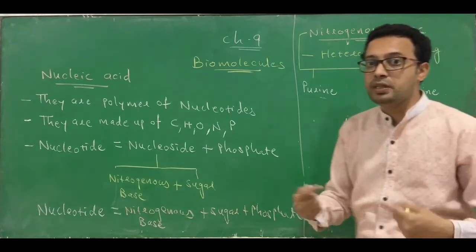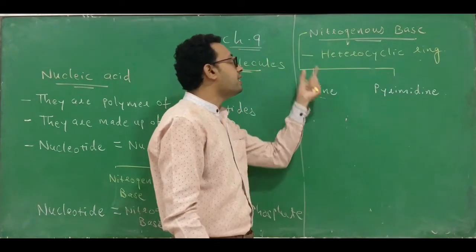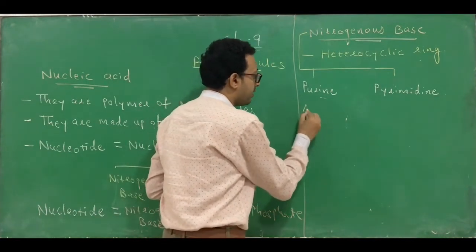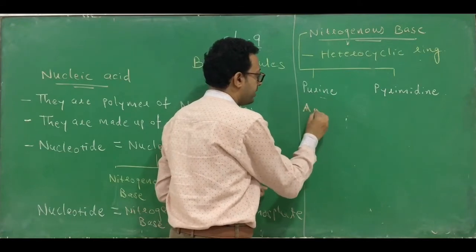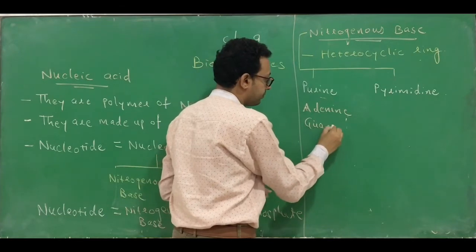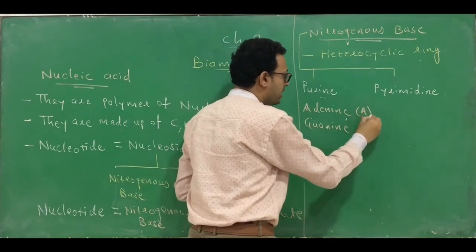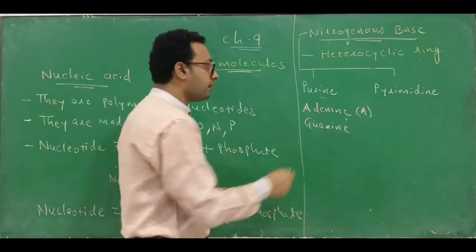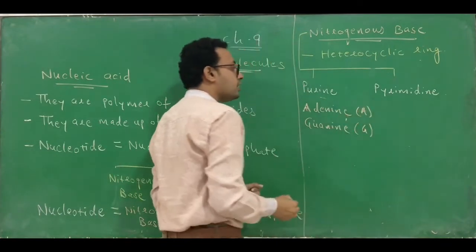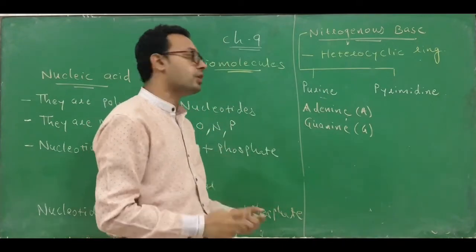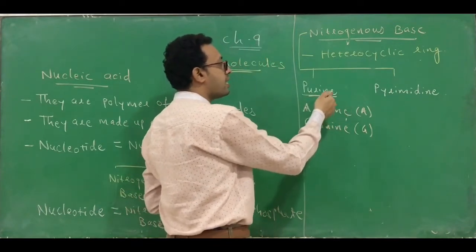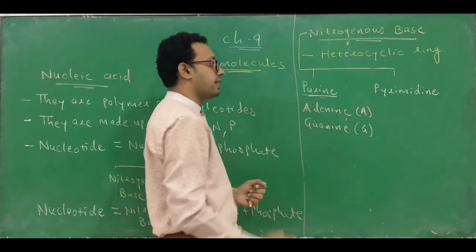Which are the examples of purine nitrogenous bases? The examples of purine nitrogenous bases are adenine and guanine. Adenine is called A for short, and guanine is called G for short. These are the official short forms of adenine and guanine. So remember, the purine nitrogenous bases are adenine and guanine.